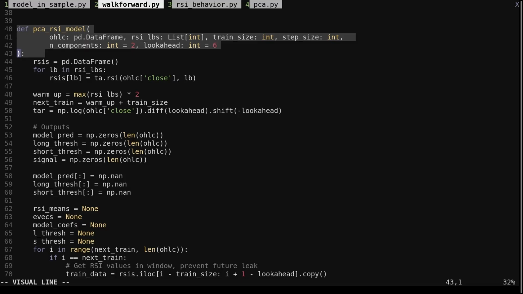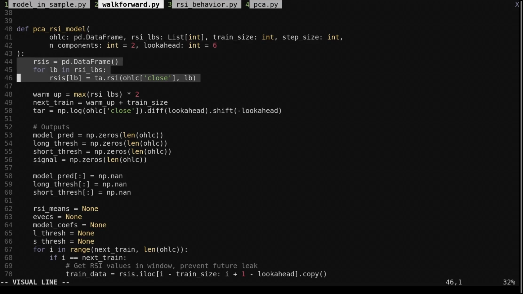This function implements the walk forward. We pass it the open high-low close data, a set of periods for the RSI, the train size, which is the number of candles we train the model with, the step size, the number of candles to wait between trainings, the number of principal components to use in a model, and the look ahead for the target variable. We compute the RSIs. We keep track of the next candle index that we will train at with this variable. We compute the target, the change in the log closing price over the specified number of candles.